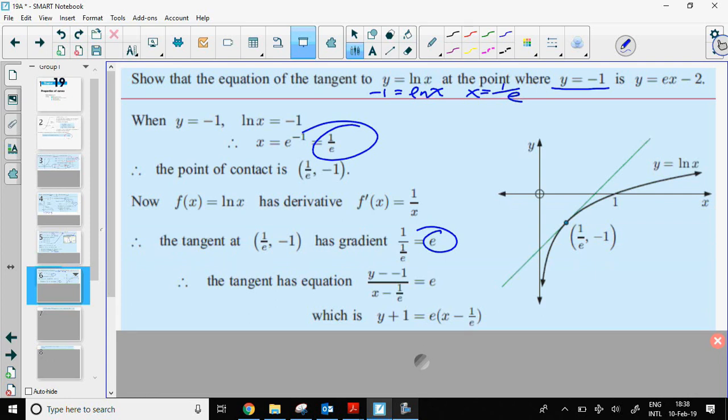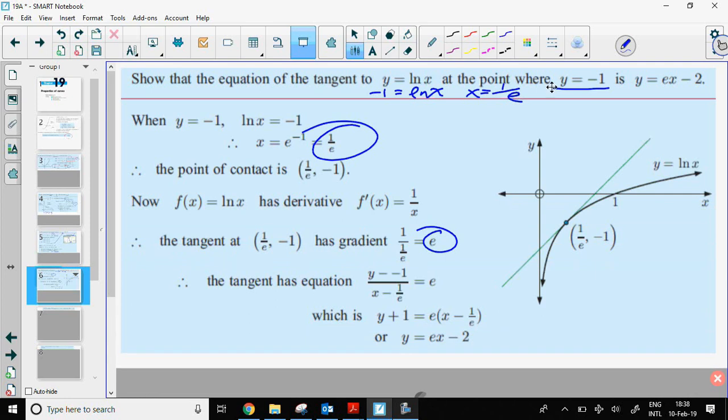And that's it, right? So we got point slope form. Here we go. That's what I wanted to see. Yeah, y plus 1 is equal to e times x minus 1 over e. And when you distribute and move things over, we get the equation that we were told to find.